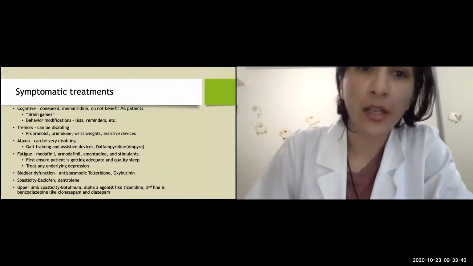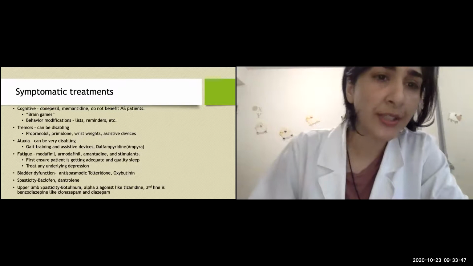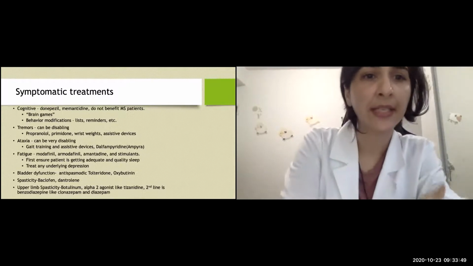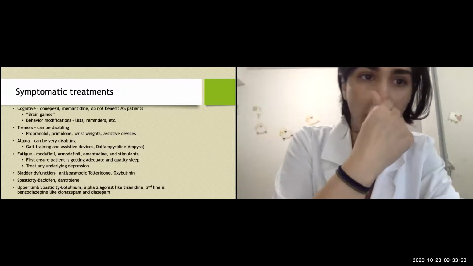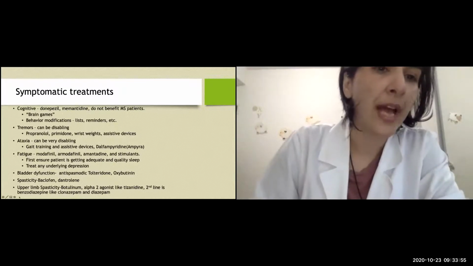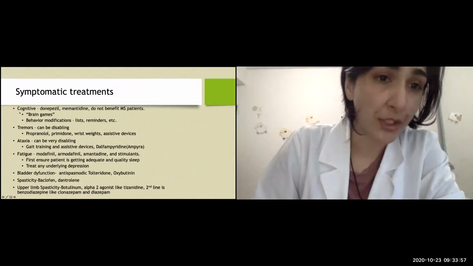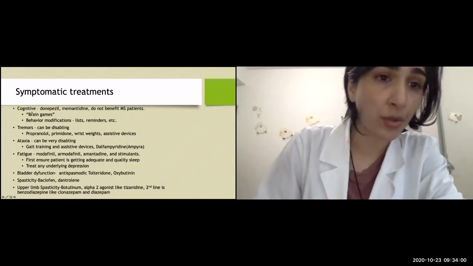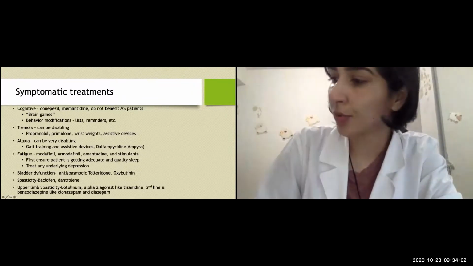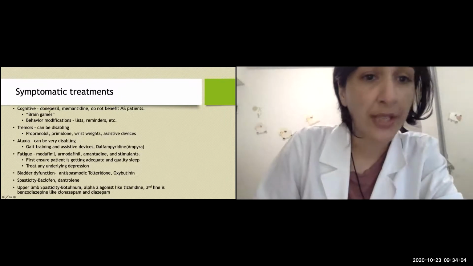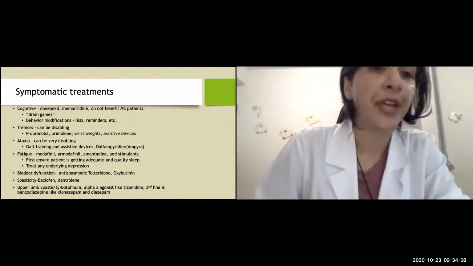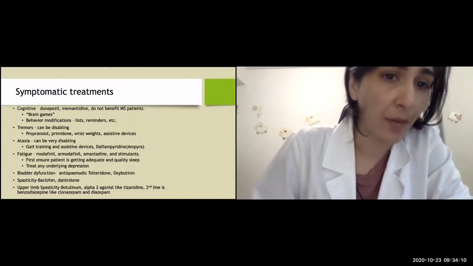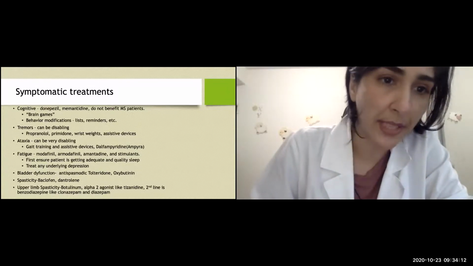Okay, so symptomatic treatment for these patients. As we had seen in the previous slide, these patients are going to encounter a wide range of symptoms. If they present with cognition problems, which is one of the most common problems that they encounter, drugs like donepezil and memantine do not benefit these patients. We can offer them brain games, and behavior modifications like lists and reminders can be helpful.